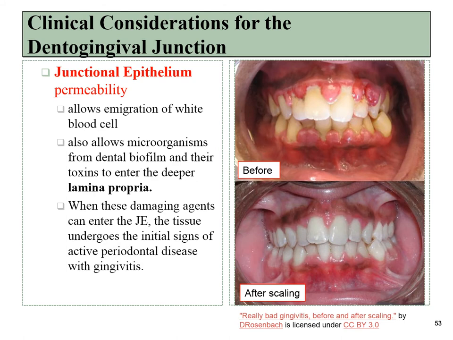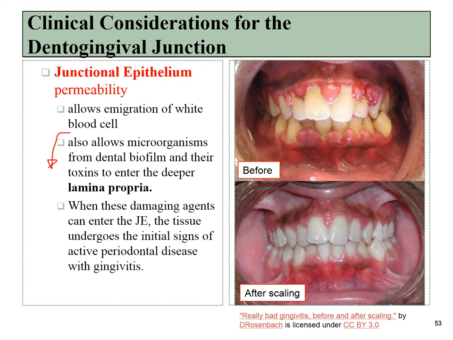This epithelium here tends to be thinner than the other regions of epithelium in the oral mucosa. And this means that white blood cells have an easier time migrating out of the submucosa to regions outside the body. And it also means that microorganisms might be able to get across this mucosa more easily into the body.